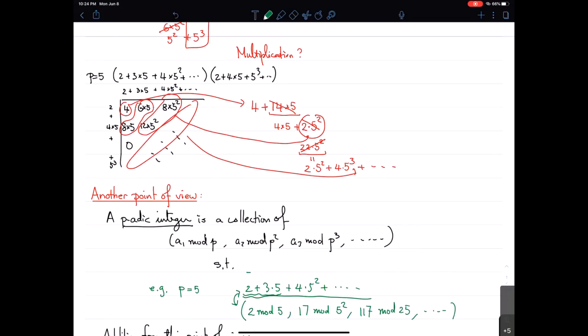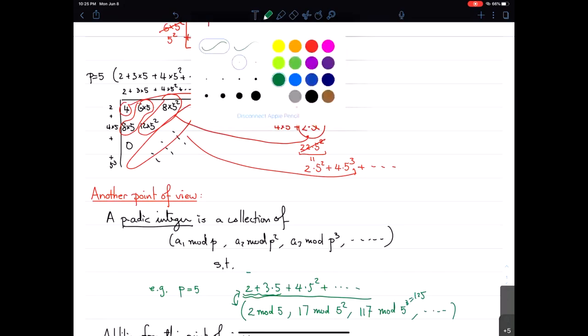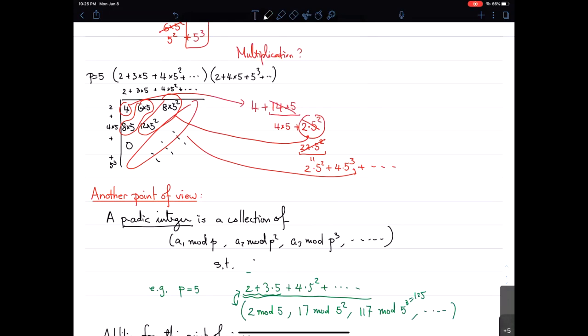Right. So basically, from a power series I had earlier, I get something mod p, so mod 5 squared, and mod 5 cubed, which is 125 if you want to know. But I can't just write down random congruences. There's a condition you have to satisfy: a_{n+1} is congruent to a_n modulo p to the n. So these must be congruent. For example, 117 is congruent to 17 modulo 5 squared.